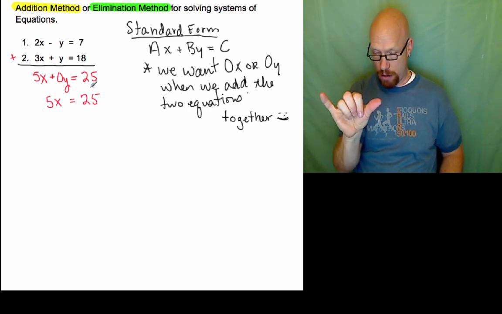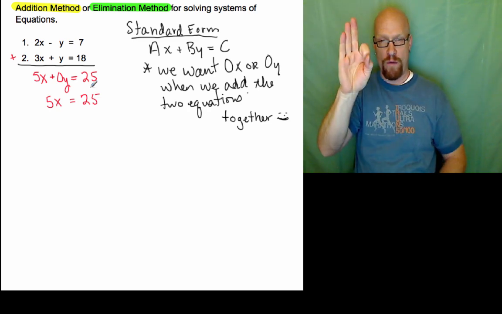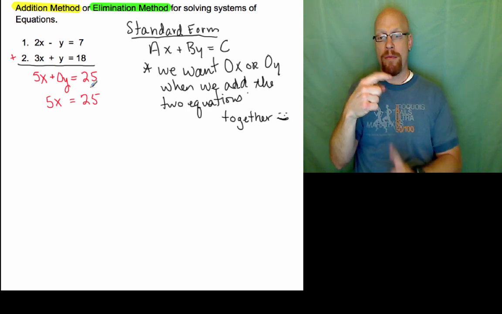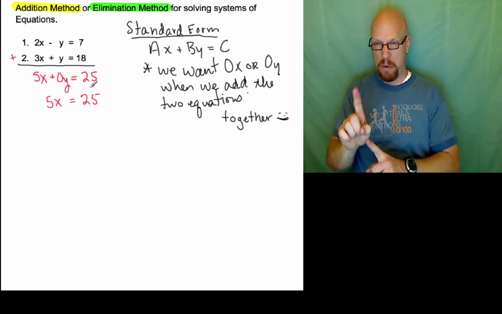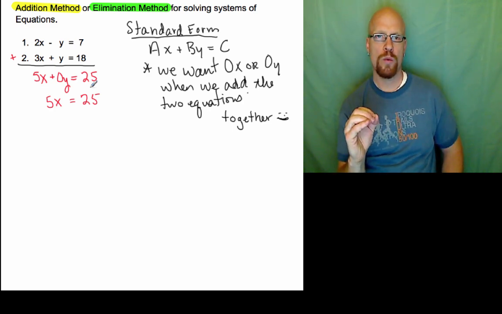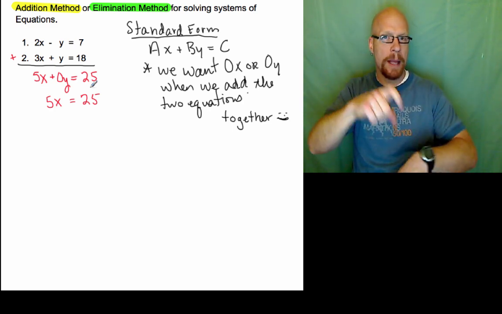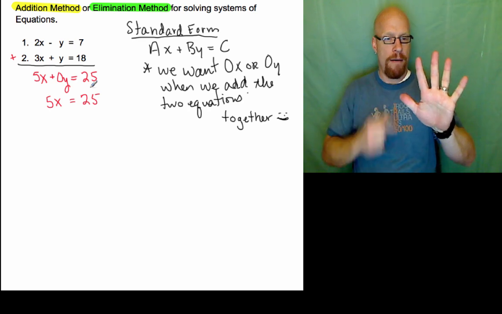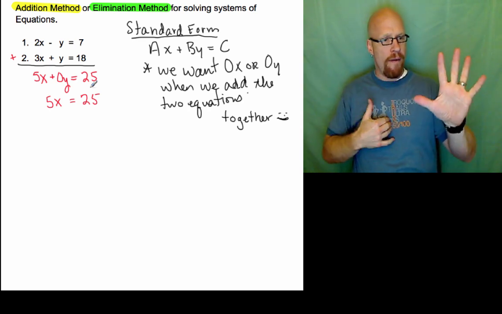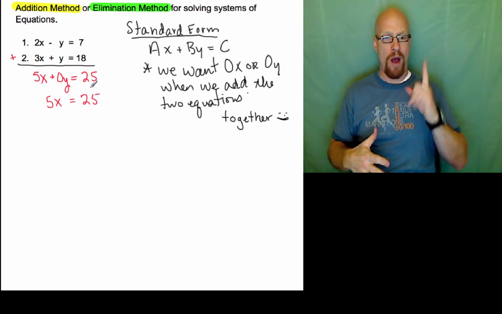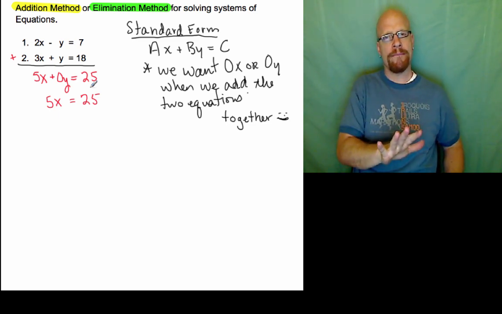Now, let's pause for a second. Did you see what happened? We have our y variables in both equations. One's a negative 1, the other one's a positive 1 for our coefficients. So negative 1y plus positive 1y becomes 0y. This is our goal every time, for one of the variables to drop out. So now we're left with 5x equals 25.